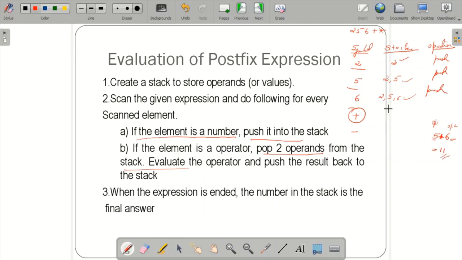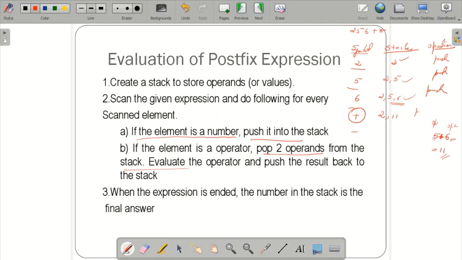That answer needs to be pushed back to the stack. In your stack, you just add 2 because you popped these, right? You popped 5, 6 and you wrote over here. You popped this, you evaluated with this plus operator, and you got the answer as 11. Once you got that answer, you push that particular answer into the stack.